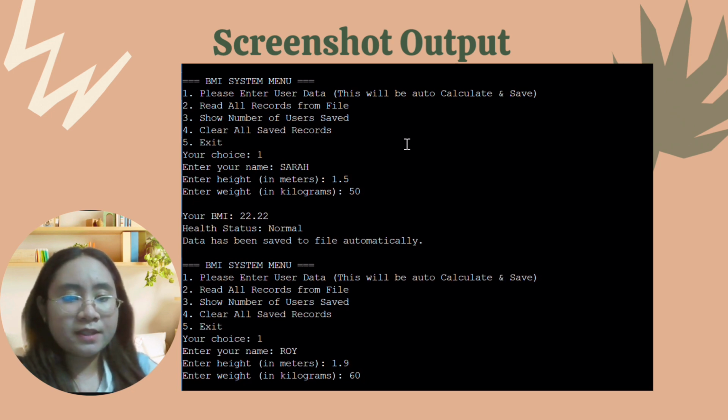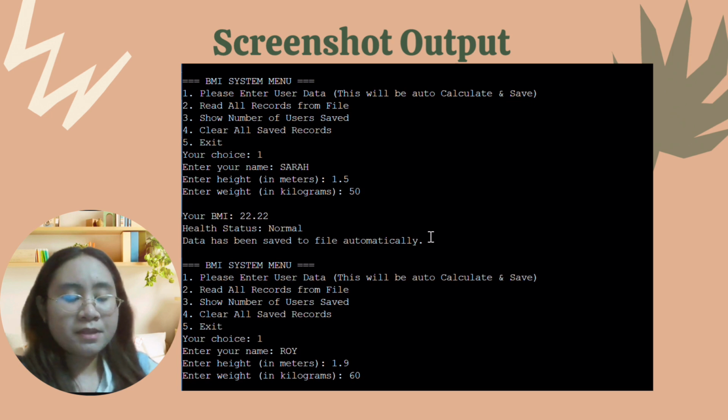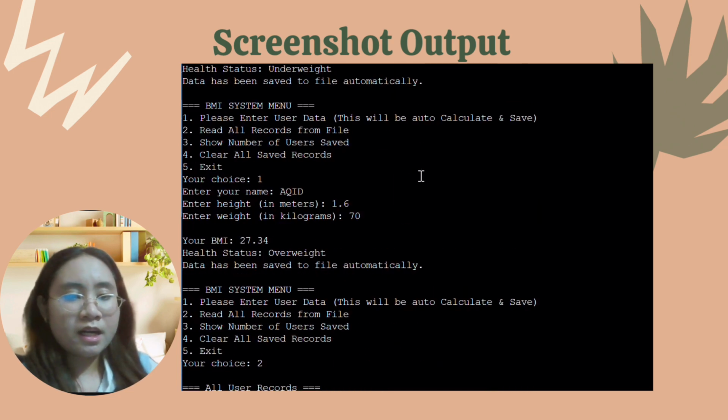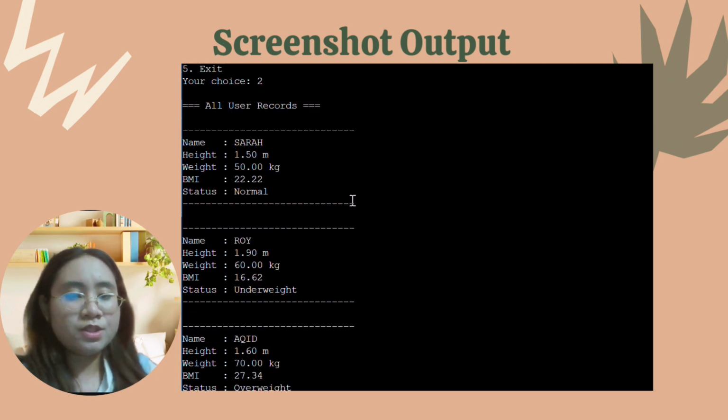Menu operation and their function. First of all, we have calculate BMI, where it says please enter user data. It allows the user to enter their name, height, and weight. It also automatically calculates the BMI, shows the result and category, and saves the data. The second option is read all records from the file. It will open and read the file from BMI records and display all saved BMI data from the previous users.